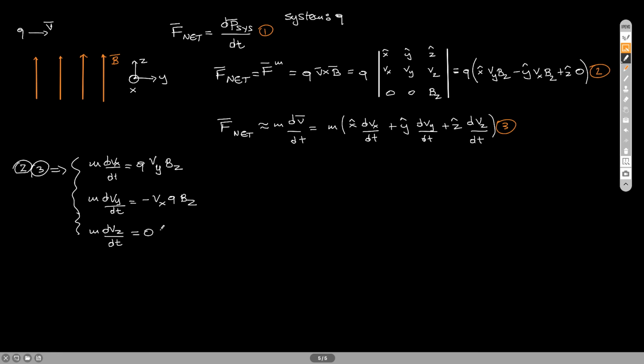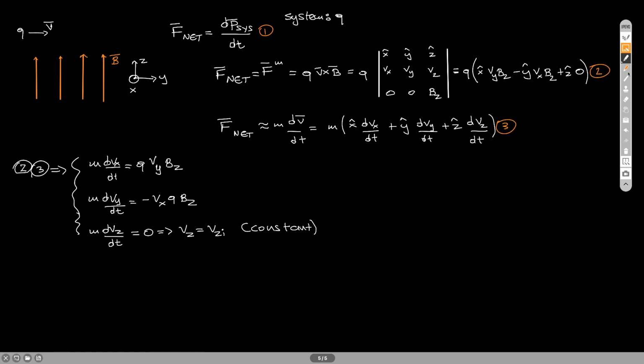Now this last one, of course, is the easiest one to solve. If the derivative is 0, that means that your variable is a constant, so vz will be a constant as a function of time. Whatever velocity in the z direction the particle entered the magnetic field with, it will continue having the same vz component. So this is a constant during the motion of the particle inside the magnetic field.